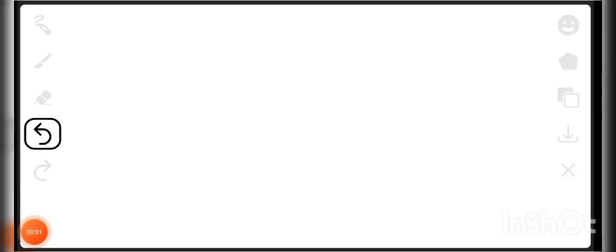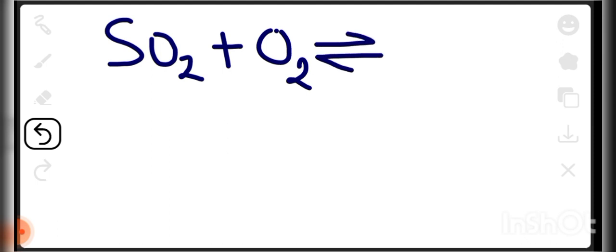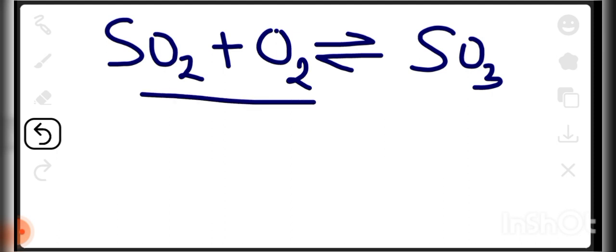Now, let's see, we have sulfur dioxide and oxygen gas to form sulfur trioxide. To balance this equation now, we have 4 oxygen, check. We have oxygen equal to 4 in the left hand side, check. We have 4 here, 2 plus 2, we have 3 on the other side. So it's not balanced. So you have to balance it.